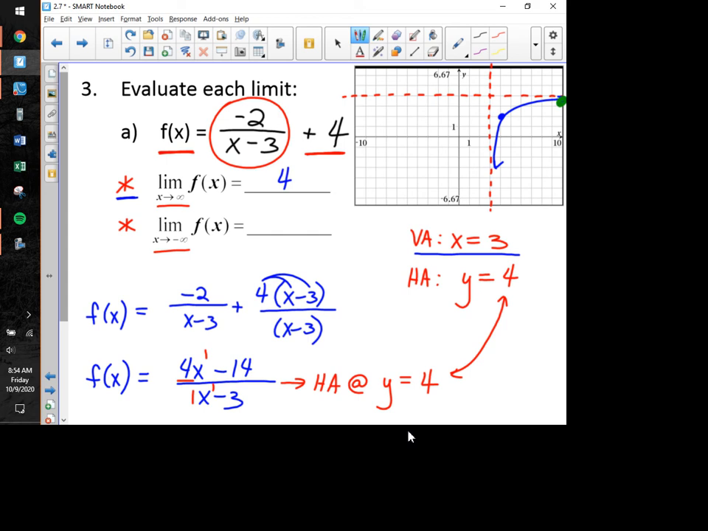Now, if Mr. Fontana were in charge of the entire world, I might ask you guys to do this. And if you think about what that means, you might understand it because we've seen that with limits here.